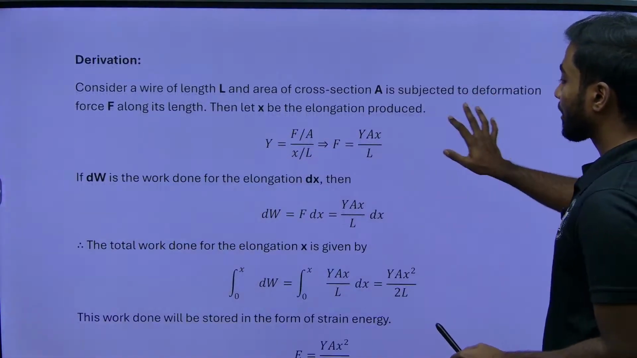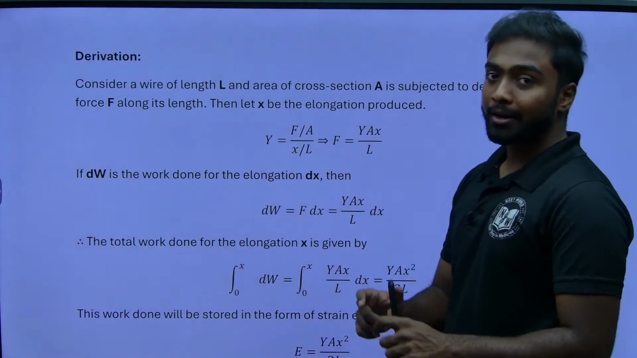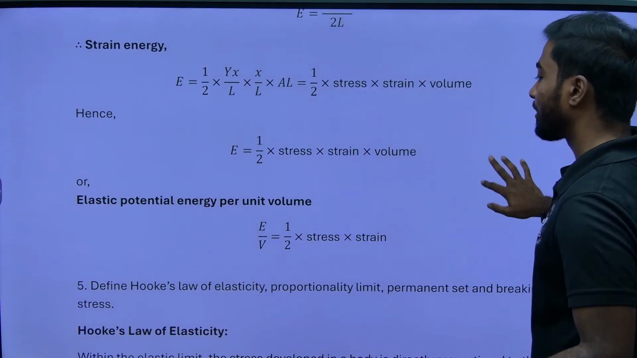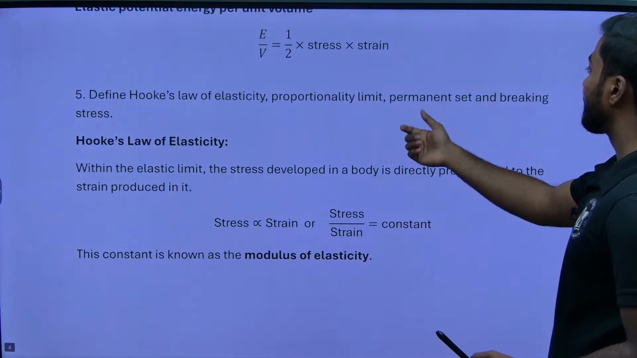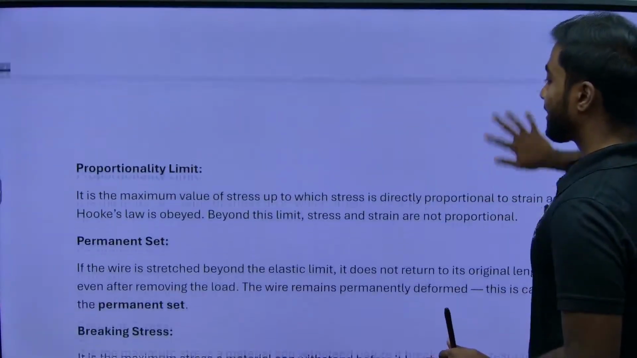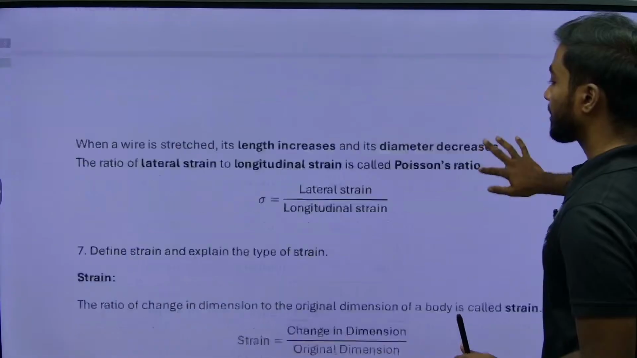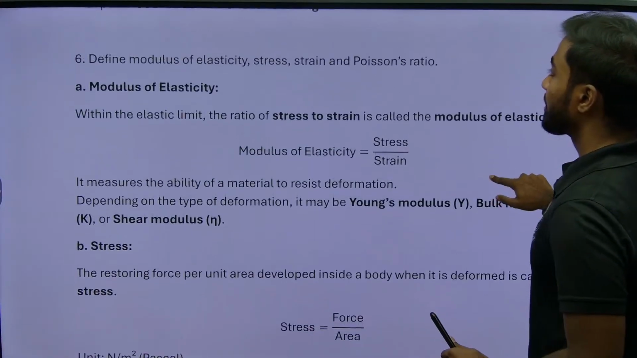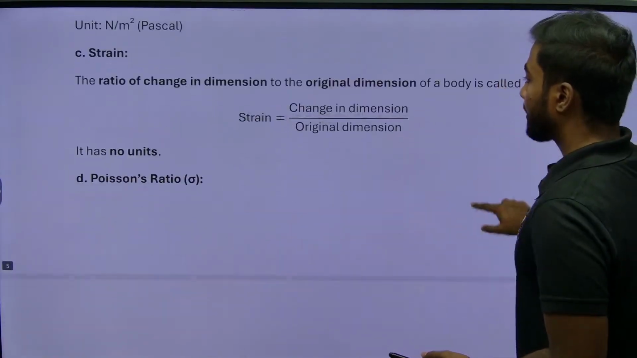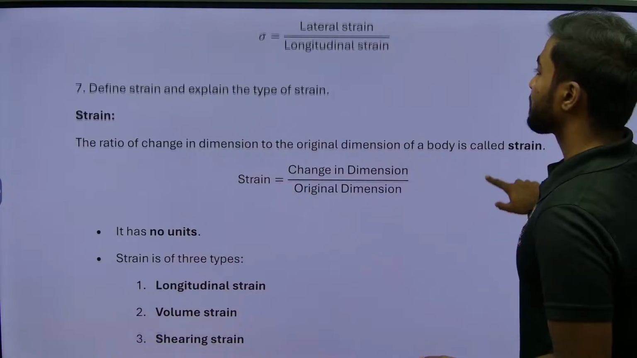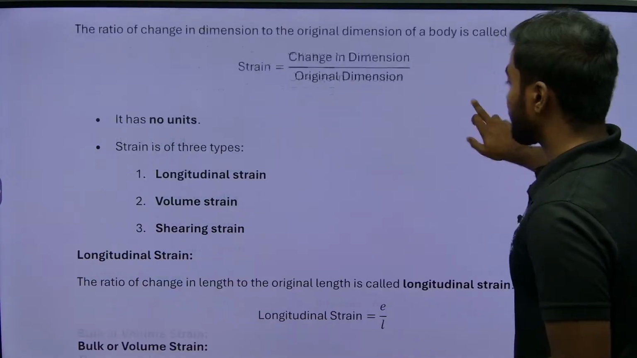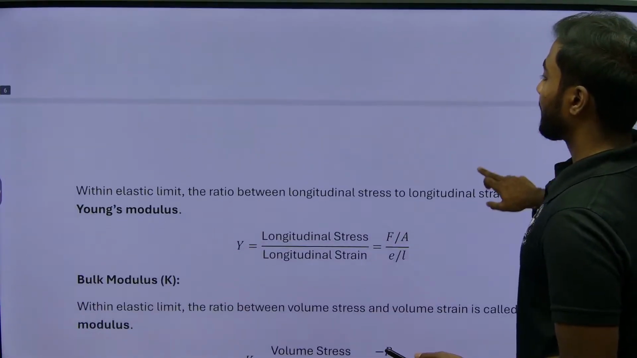So we will see what questions are there and how we can arrange them accordingly. If we see the next question, it is Hooke's law of elasticity, proportionality limit, permanent set and breaking stress. We need to see about this. Totally 7 questions are there, I guess. Then: define modulus of elasticity, stress, strain and Poisson's ratio. Then: define strain and explain the types of strain, right.